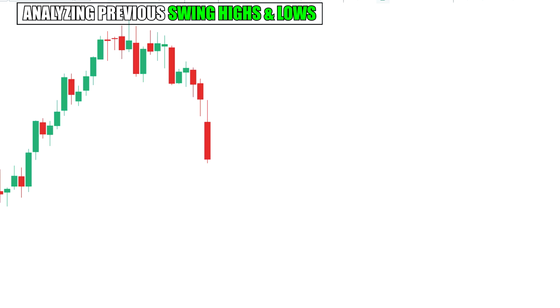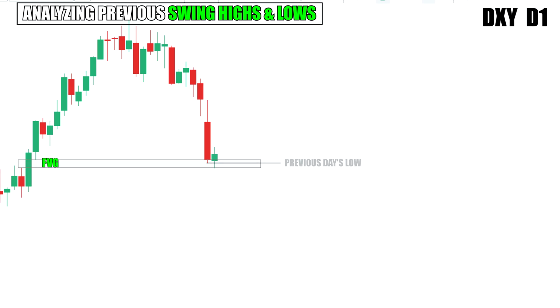Let's take some real examples on the chart. Here, we're looking at the DXY on the daily time frame. We'll apply everything we've covered so far. First, notice a fair value gap sitting just below the current price action, and price seems to be drawn toward it. Now, look at how price behaves around the previous day's low.